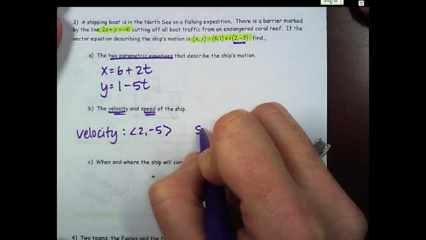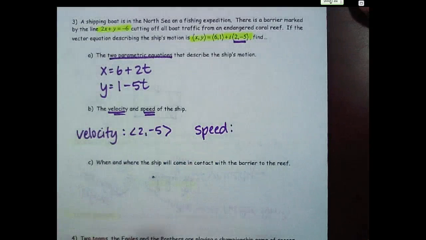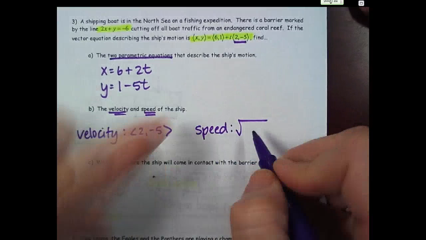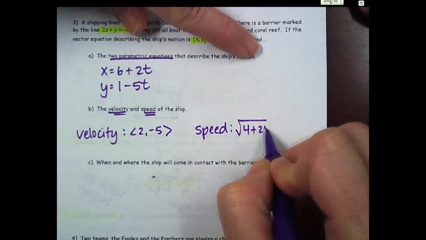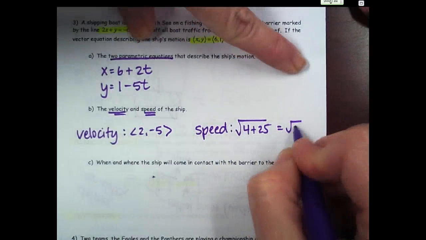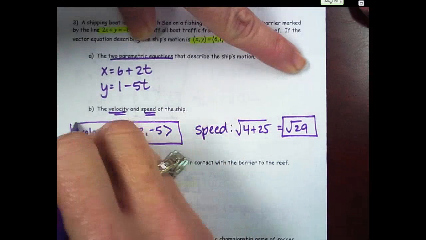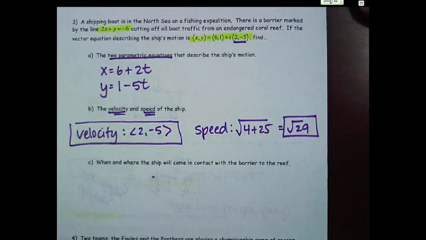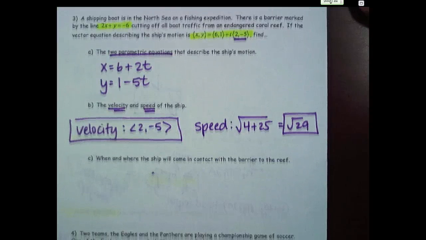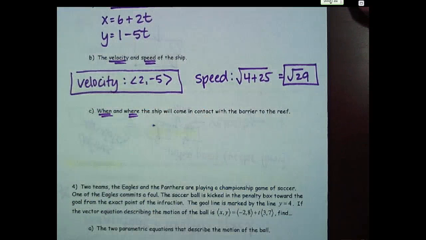Then it asks for the speed. And remember, the speed is just the square root of 4 plus 25. You square both of these, the a and the b. So the speed is the square root of 29. And the velocity is left 2 down 5. All right, now the last part, C. When and where will the ship come in contact with the barrier reef? When and where? So when is time.